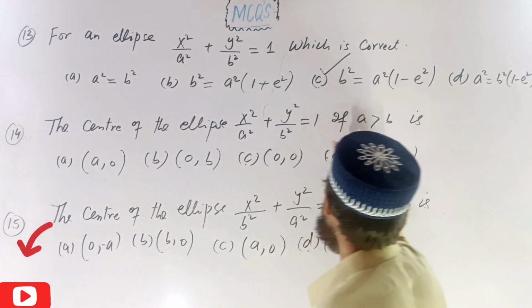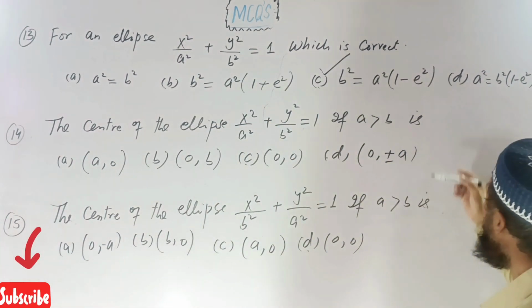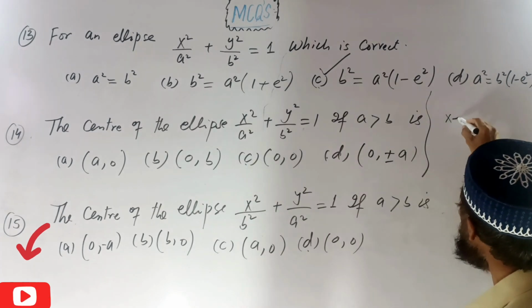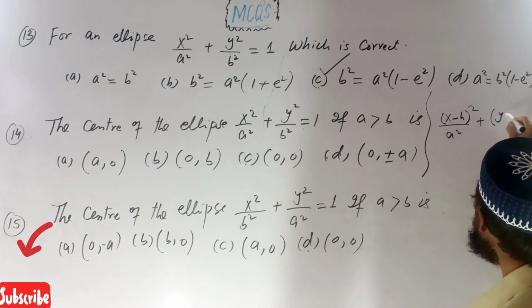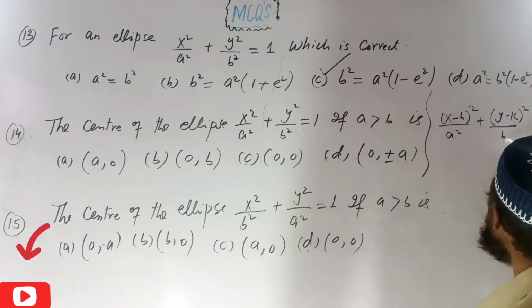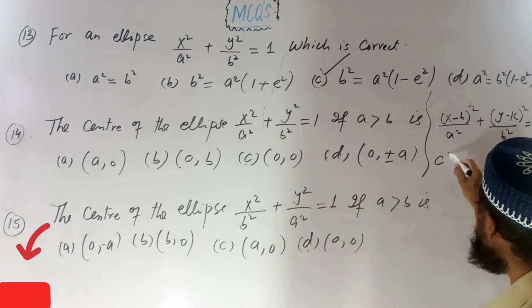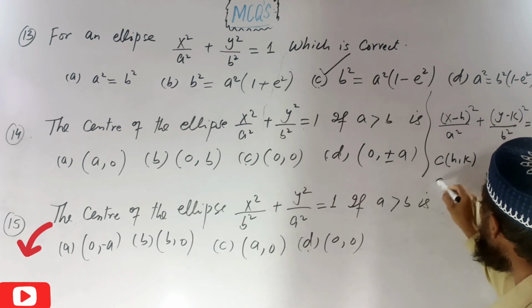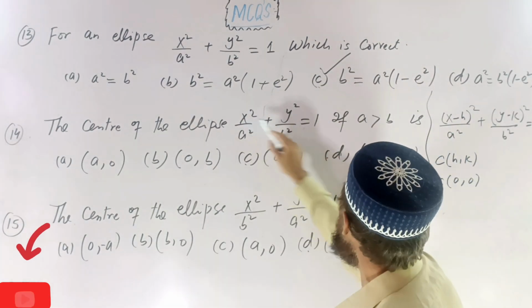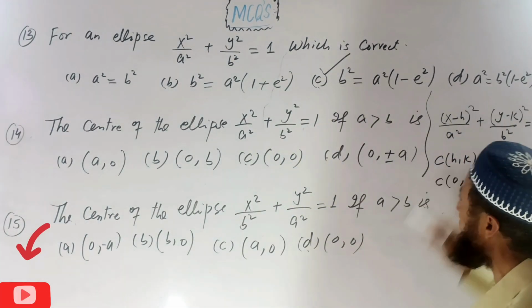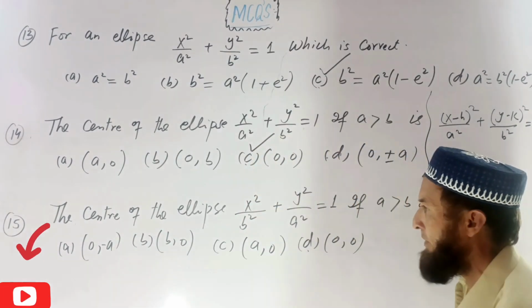For the ellipse, if a is greater than b, we are using the shifted form: x minus h whole square divided by a square plus y minus k whole square divided by b square is equal to 1. So it means that the center is h, k. And here the center is 0, 0, because if we put h equal to 0 and k equal to 0, we get the result. If we require the result, C is the correct option.